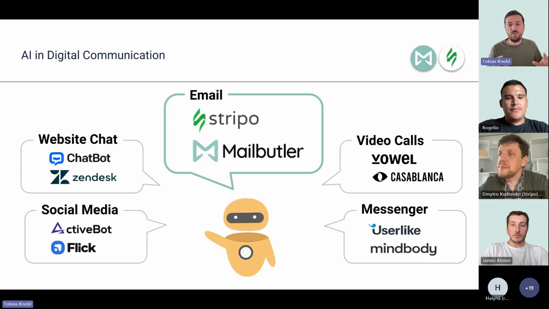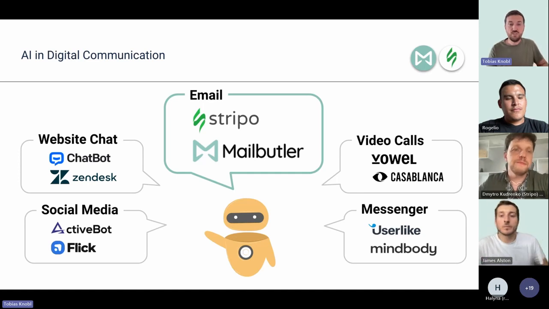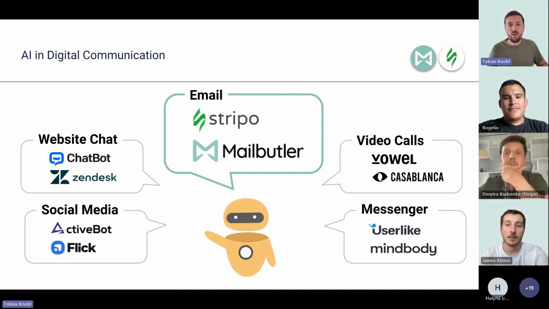And also the way of communication is different for each channel. That's why there are many companies out there focusing on one medium. For example, for website chat, we have chatbots and Zendesk. But today we're really focusing on the medium of email communication and how to use AI or generative AI to improve it. Mailbutler, even within email, focuses on business emails: your daily business emails that you receive all the time, talking to customers, clients, even internal emails. And Stripo focuses more on email campaigns, mass email campaigns. But let's see both tools in action.